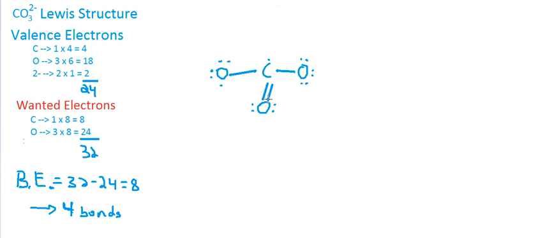Now its octet's filled because this oxygen has 4 non-bonding electrons and 4 bonding electrons. That's 8 electrons total. This oxygen, however, is still stuck at 7, and it wants to be surrounded by 8 electrons. So I'm going to have to erase this electron and this electron on the carbon and put in another double bond. So let's check that out.